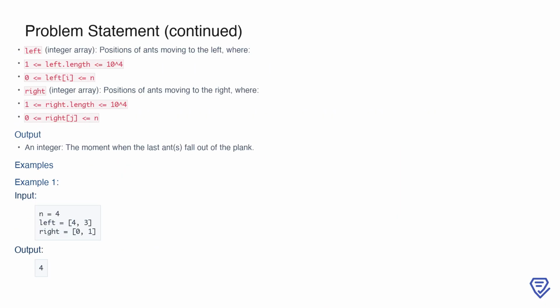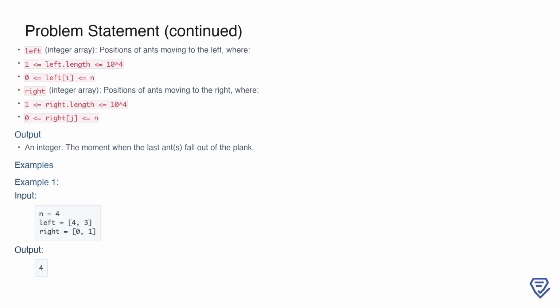Now, let's break down the input and output further. The input includes the integer n, which represents the length of the plank and is in the range of 1 to 10,000. The array left contains the positions of ants moving to the left, where each position is between 0 and n, and the size of this array can be up to 10,000. Similarly, the array right contains the positions of ants moving to the right, with the same constraints on its size and values. The output is a single integer representing the time at which the last ant falls off the plank.